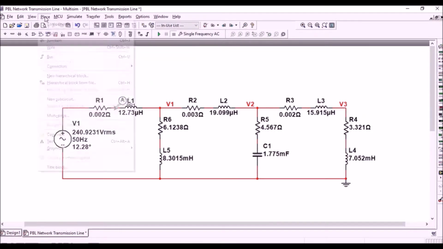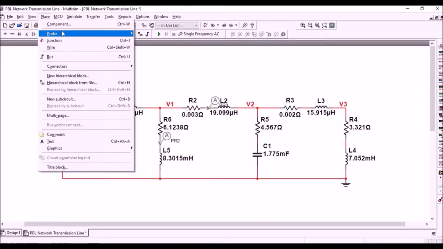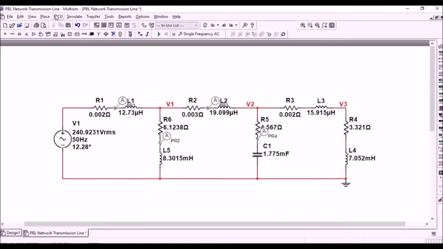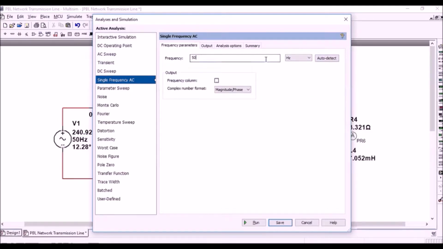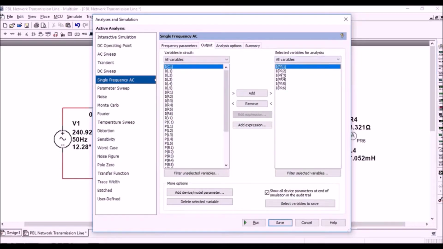First is probe 1. Second is probe 2. Third is probe 3. Fourth is probe 4. Fifth is probe 5. Sixth is probe 6. And then hover to simulate, which is using single frequency AC, set the frequency to 50 Hz, complex number format, which is magnitude and phase, and add all variables, probe, and click run.